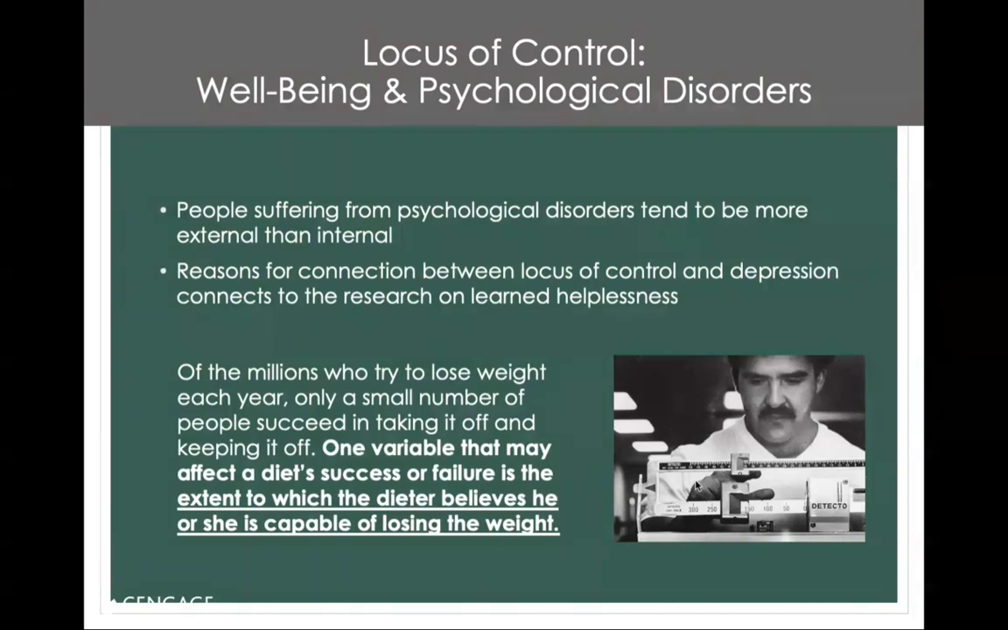Of the millions who try to lose weight each year, this is another example, only a small number of people succeed in taking it off and keeping it off. Why? Because one variable that may affect a diet's success or failure is the extent to which the dieter believes that he or she is capable of losing the weight. So when you start believing that you have that internal locus of control to lose your weight, and you are not depending on anyone else, then you do achieve it.